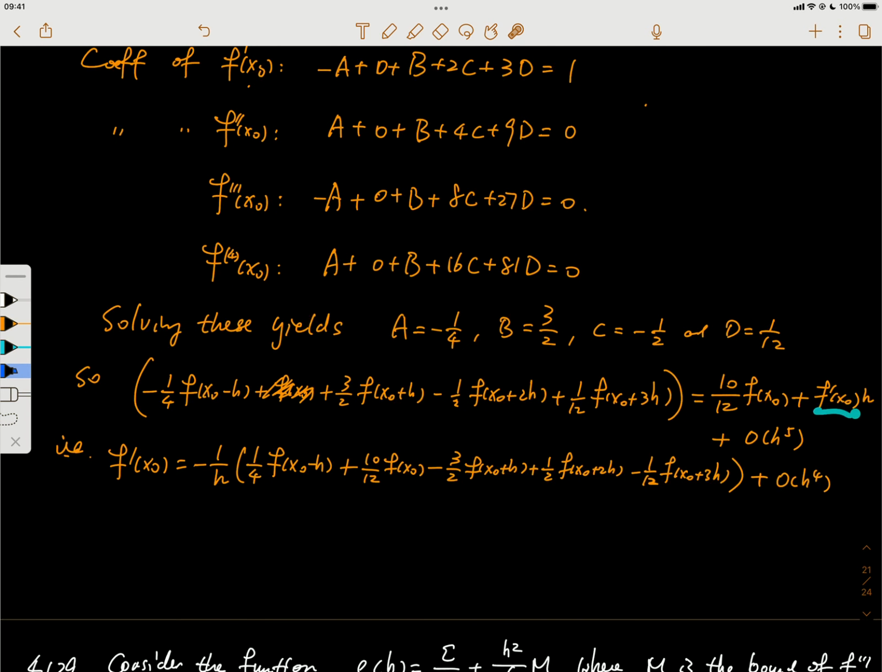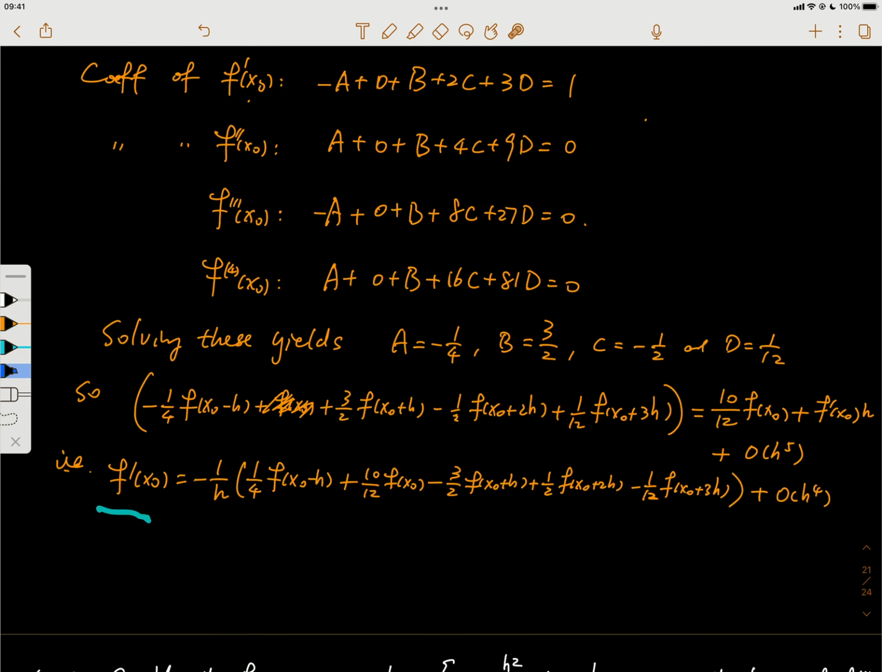Now we need to solve for f prime. We need to move everything to the other side and divide both sides by h. After that, you will see you get this, plus O(h^4), because O(h^5) divided by h is O(h^4). So this is the formula for f prime using 5 points, and those are the steps we need to follow to figure out those coefficients.